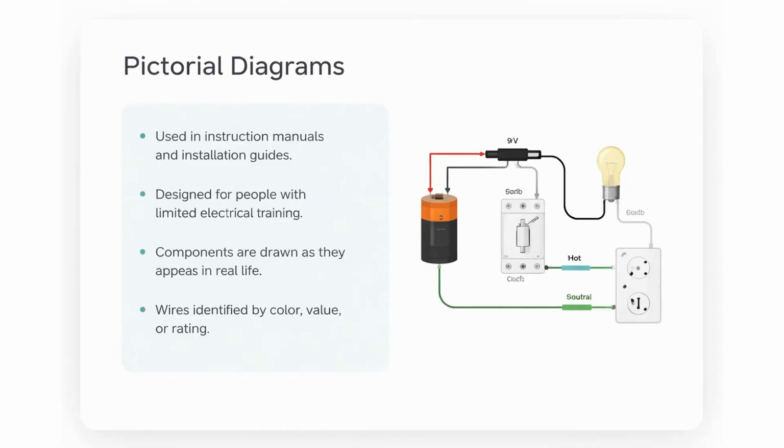Let's start with pictorial diagrams. If you have ever looked at a basic installation guide, you have probably seen one of these. They are designed for folks who might not have extensive electrical training. The components are drawn to look exactly like they do in real life, and the wiring is usually color-coded, making it very easy to visualize the physical setup.